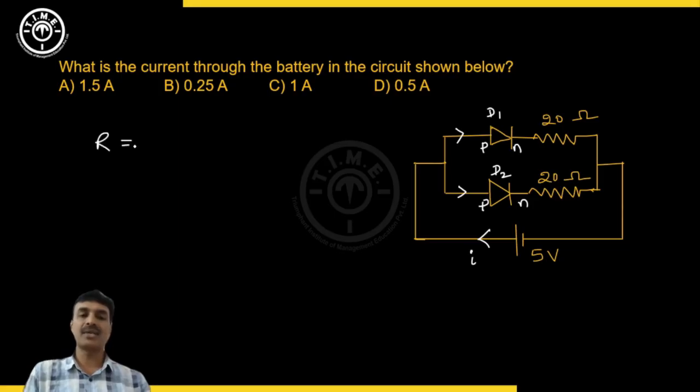Just now we have seen what is the effective resistance in parallel. It is R1 into R2 by R1 plus R2. That means 20 into 20 by 20 plus 20, 40, which comes out to be 10 ohm effective resistance.